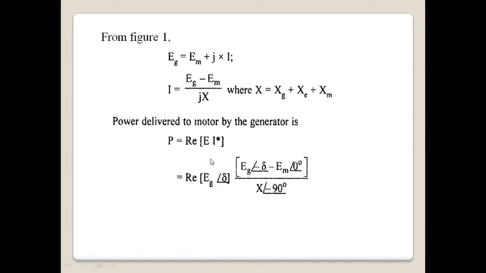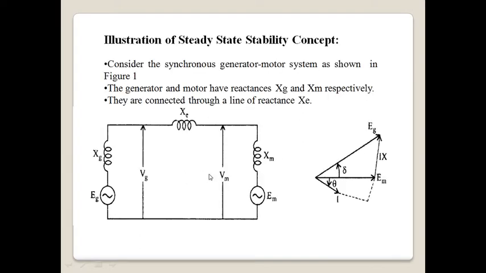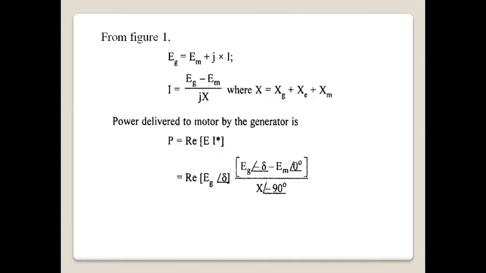Real part of, now this EG is EG at an angle of del. Again considering the synchronous generator motor system, the two machine system, this is EG at an angle of del, and this is EM at an angle of 0. Del is the angle between EG and EM. EM is the motor voltage, so it is EM at an angle of 0. The difference between the two internal voltages is del. Now how can you write I?